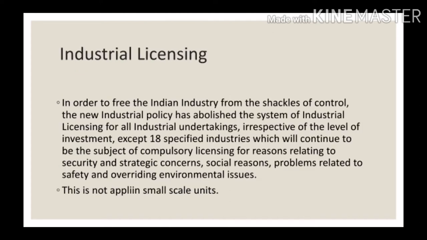The first is industrial licensing. Here, in order to free Indian industry from the shackles of control, the new industrial policy has abolished the system of industrial licensing for all industrial undertakings, irrespective of the level of investment. Except 18 specified industries, which will continue to be subject to compulsory licensing for reasons relating to security and strategic concerns, social reasons, problems related to safety and overriding environmental issues, or manufacture of products of hazardous nature and articles of elite consumption. With the passage of time, this can be reduced to 14, then 9, and later 8.